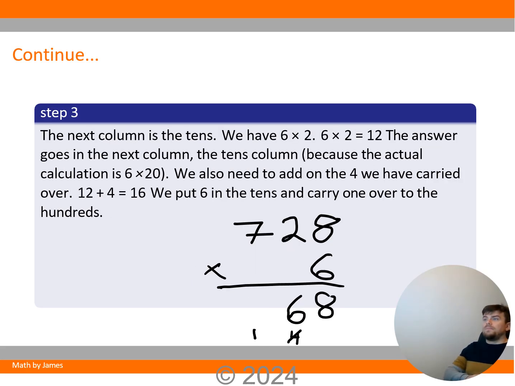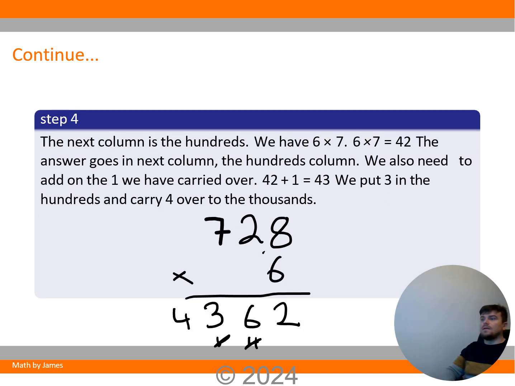We then do 6 times 2, which is 12, which goes in the next column, because the actual calculation is 6 times 20. We're adding the 4, so we're actually making it 160 here. So we carry a 1 into the hundreds, and a 6 here, and an 8.